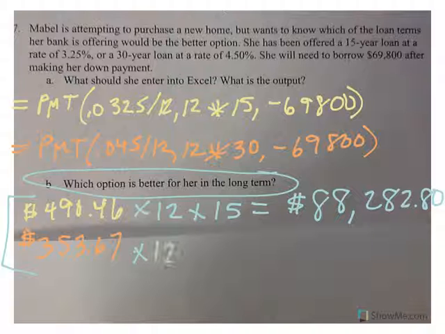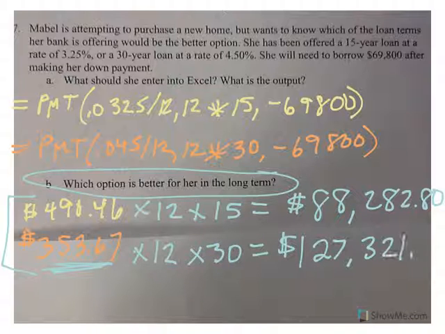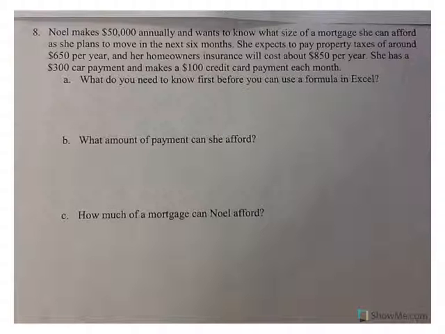And in the 30-year mortgage, so this is the monthly payment, times 12 months in a year, times 30 years in the mortgage, she's going to end up paying back $127,321.20. It's not quite double, but it's pretty close. So you can see that if Mabel can afford a $490 house payment, she's going to save herself almost $40,000 over the course of her mortgage. So it definitely, in the long run, makes more sense, right? It's not as great up front, but it's going to help her in the long run.